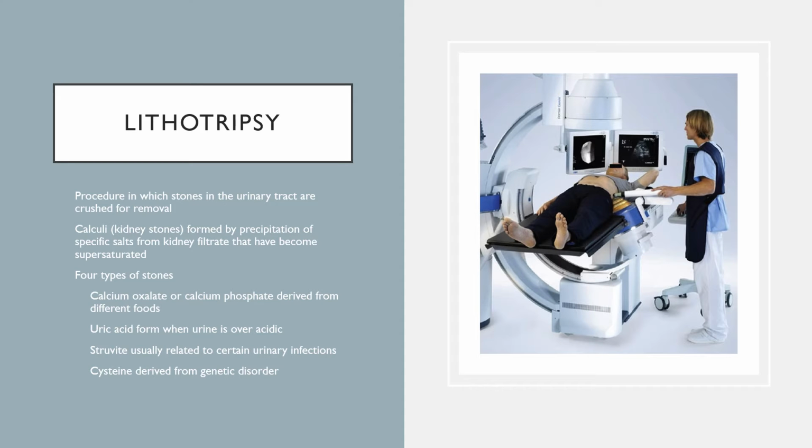All right, I want to take just a minute here to talk about lithotripsy. This is a procedure in which stones in the urinary tract are crushed for removal. Calculi, again, as we said, those are kidney stones, are formed by the precipitation of specific salts from kidney filtrate that have become supersaturated. Okay, there are 4 types of stones. Calcium oxalate or calcium phosphate are derived from the different foods that we use in our diet. Uric acid stones form when our urine is overacidic. Struvite are usually related to certain urinary infections, and the cystine stones are derived from a genetic disorder.